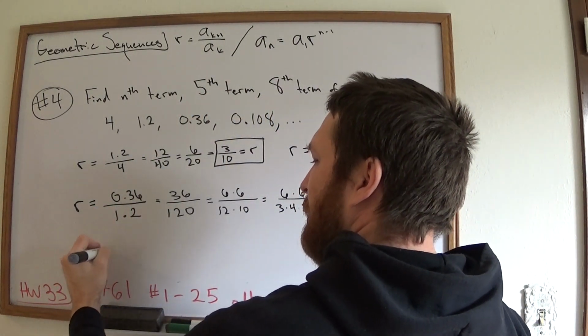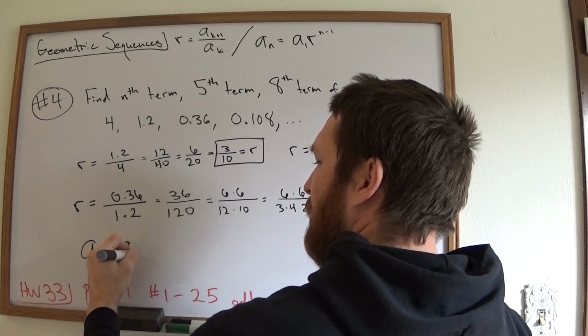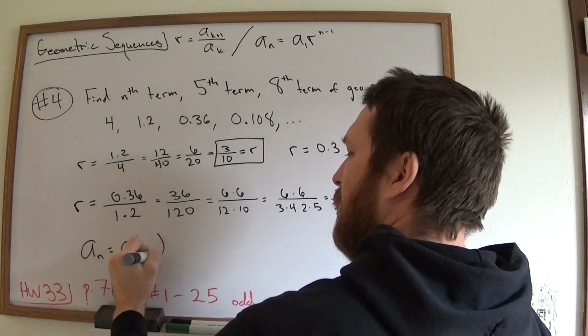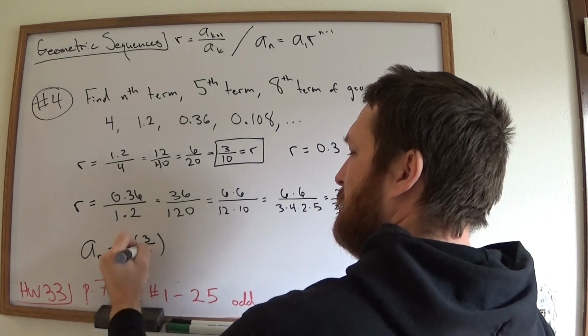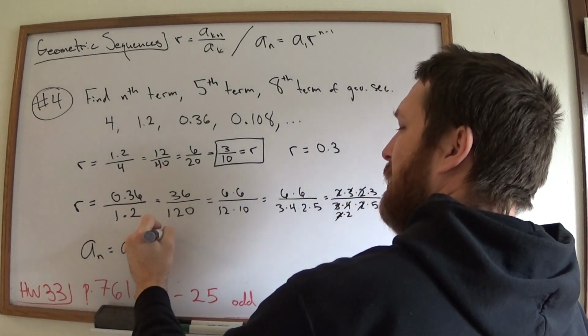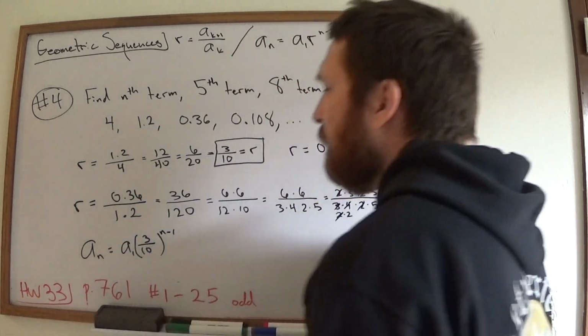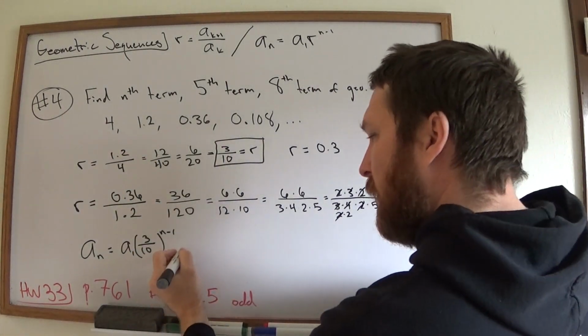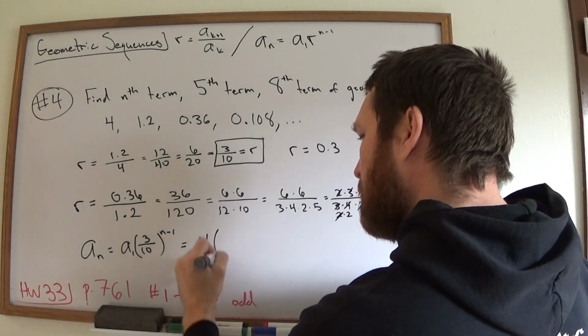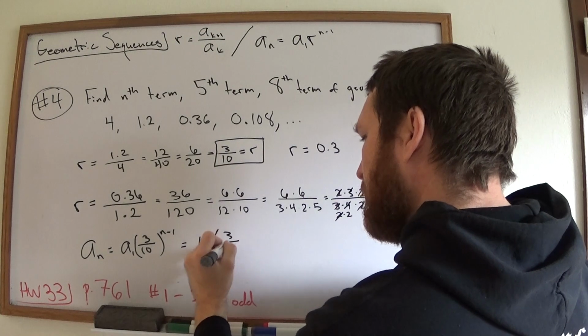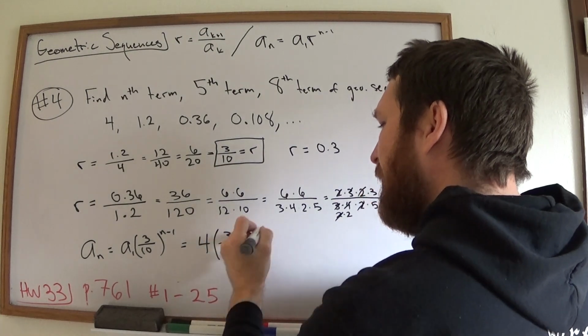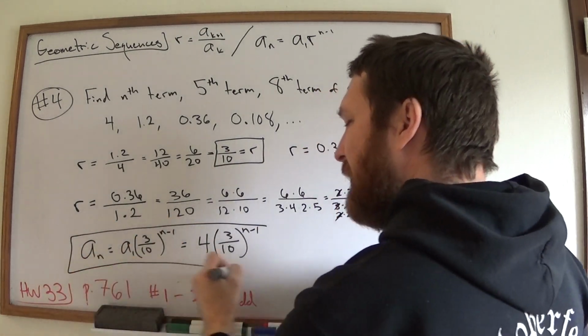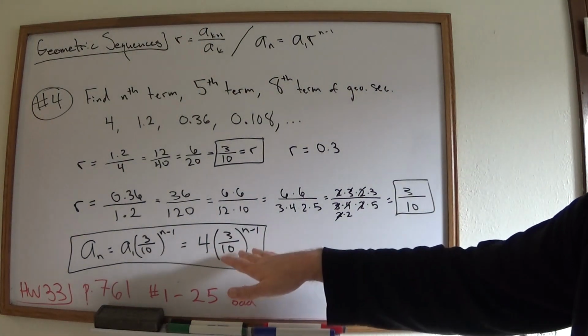nth term. A sub n is a1 times whatever r is, which we know is 3/10, raised to the n minus 1. A1, in this case, is 4. So we have 4 times 3/10 to the n minus 1. Now, that's my claim right there.